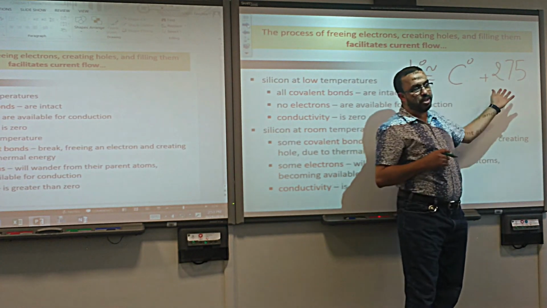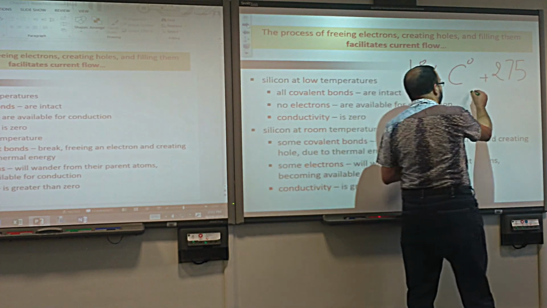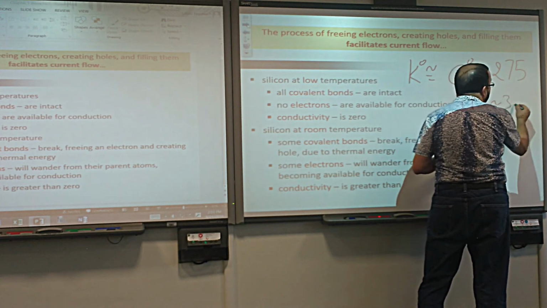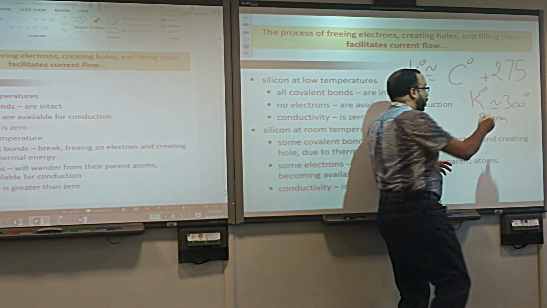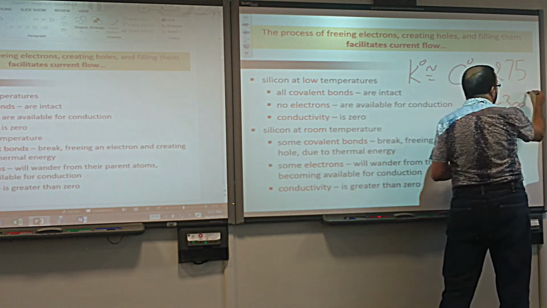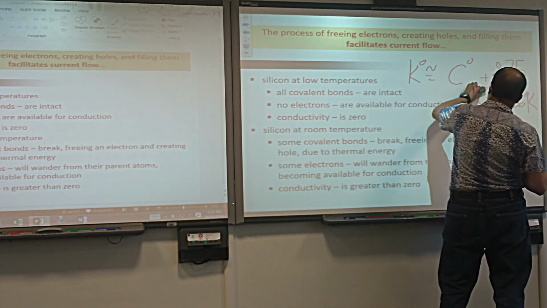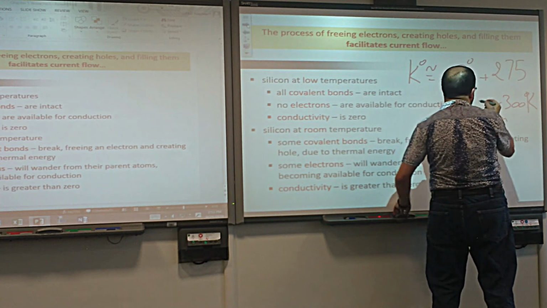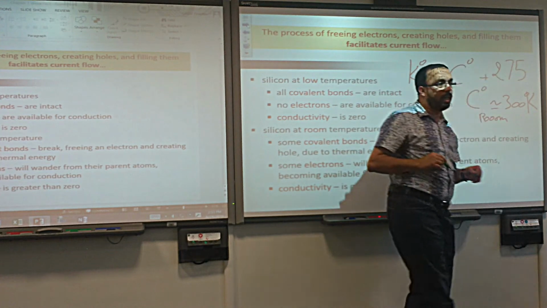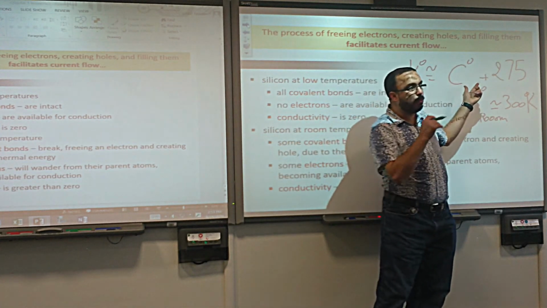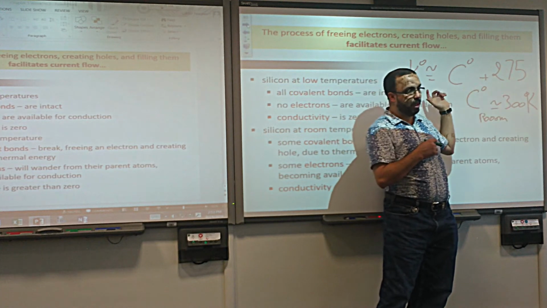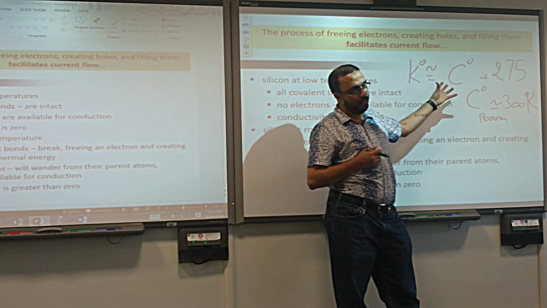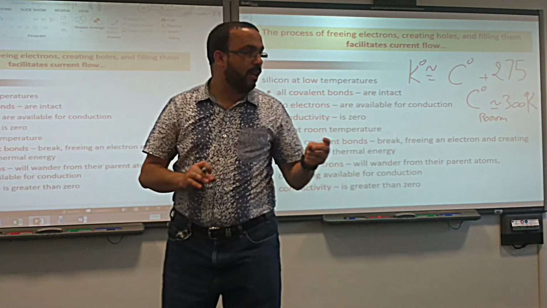Sometimes we do this because room temperature is about 300 K. Room temperature is about 25 degrees Celsius, plus 273, about 300. So this is just an approximation. We're not making too much of a mistake here. Sometimes we do that to make the calculation easy and fast.